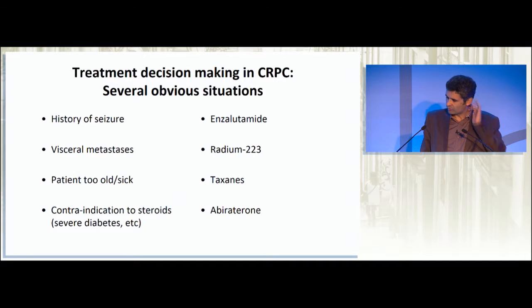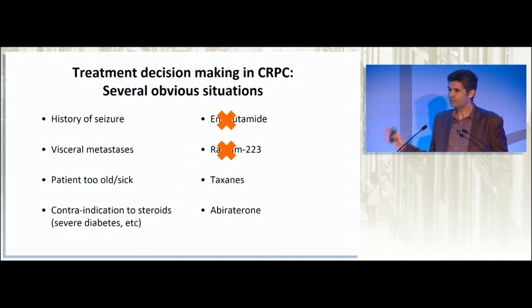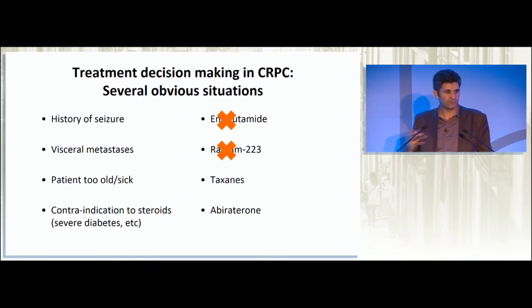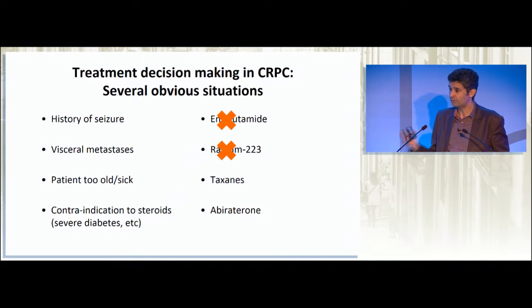Well, I guess there are several obvious situations where you can just say, I'm not going to use this drug. For example, a patient with a history of seizure, obviously enzalutamide is not a good choice because enzalutamide increases the risk of seizure. So please ask the question to your patient. A patient with visceral metastasis is not a good candidate for radium-223, at least as a single agent. Let's see what we can obtain with combination with abiraterone and enzalutamide or even chemotherapy. We have data from phase 2 about this, but single agent radium will just target the bone, as Noel explained to you, so not a good choice.